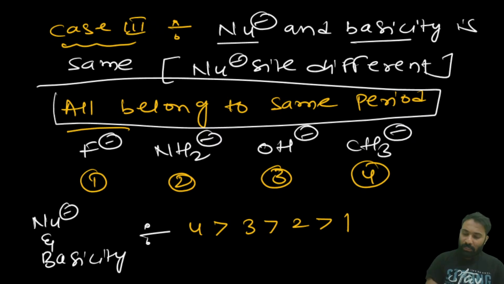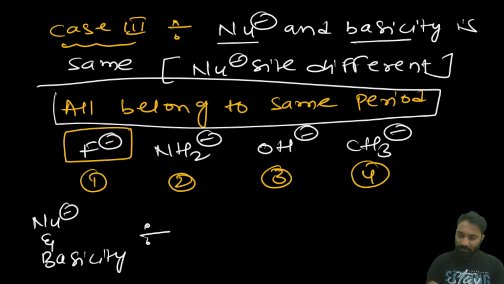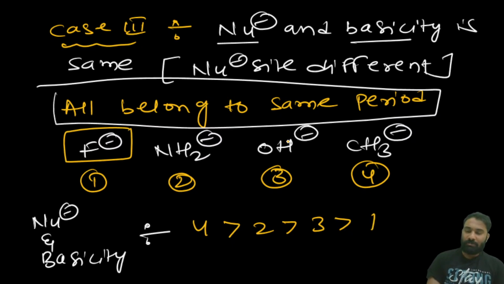So the nucleophilicity order will be 4 greater than 3 greater than 2 greater than 1. Why? The more electronegative atom bearing the negative charge is more efficient in this case. No, sorry, not 4 3 2 1, actually 4 2 3 1. NH2 minus has a higher nucleophilicity than OH minus. So the order will be 4 2 3 1. Is it clear? You have to cross check. 4 2 3 1.